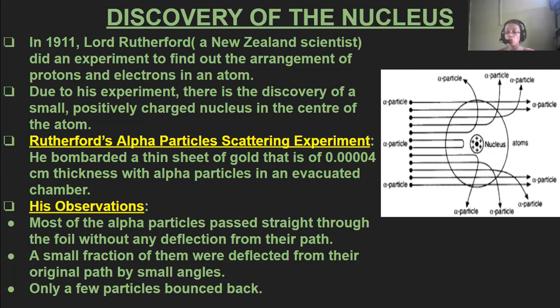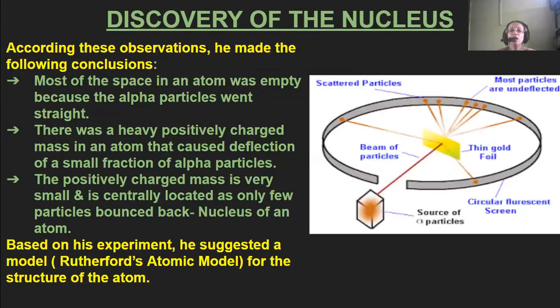A small fraction of these alpha particles are deflected from their original path by small angles, and a very few of the particles bounced back. According to his observations, most of the space of the atom was empty, and that's why the alpha particles went straight. Some of them were deflected due to the presence of a heavy positively charged mass in the atom.